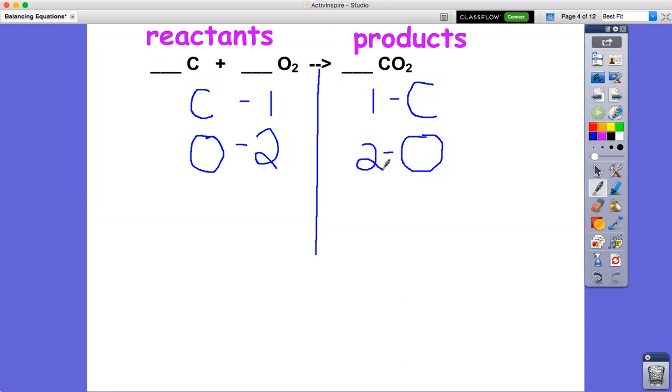Okay, so 1 and 1 carbon, 2 and 2 oxygen. Am I balanced? Yes, it's balanced because they're the same on the left as on the right. Okay? All right, everybody good with this one? Stop me if you're not, okay?